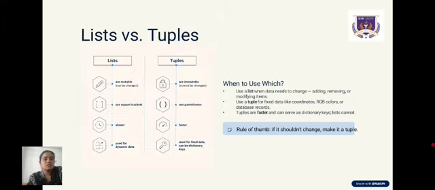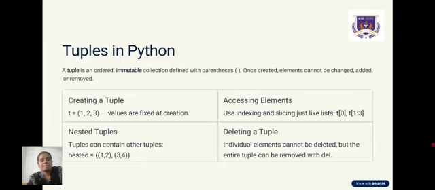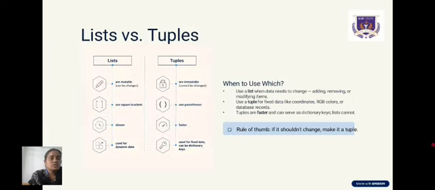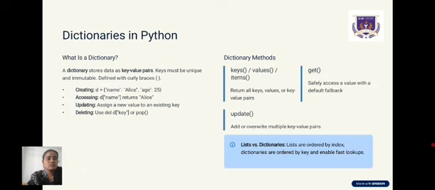Next one is list versus tuples. When to use which? Use a list when data needs to change, adding, removing or modifying items. Use a tuple for fixed data like coordinates, RGB colors or database records. Next one is that tuples are faster and can serve as dictionary keys, lists cannot.